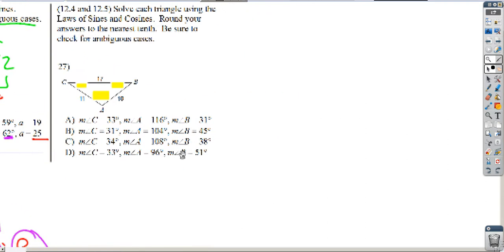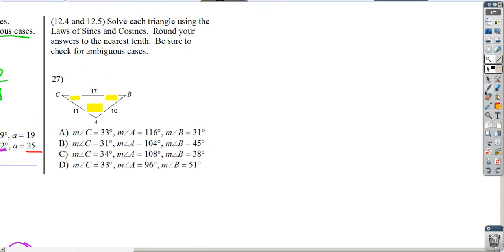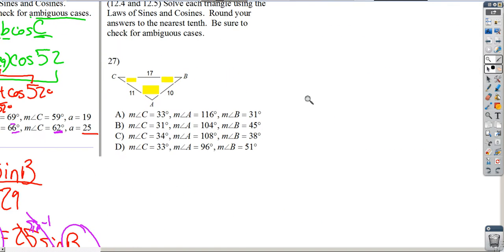Number 27 is another law of sines problem with one difference. This time, you notice on the other problem they gave us two sides and they gave us an angle. Here they're giving us three sides but no angles. And again, you could try to use the law of sines, but what you'll find is you'll have multiple variables. It won't work. So let's simply use the law of cosines again. That's the only one that's going to get us something that works.